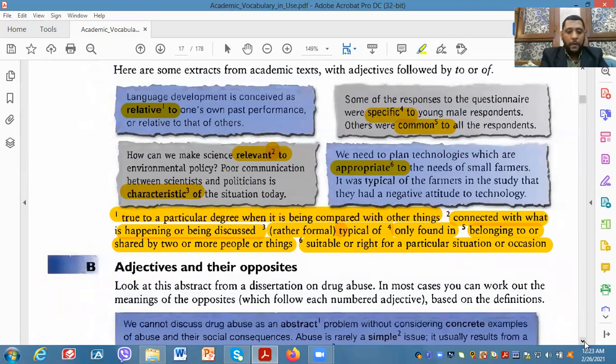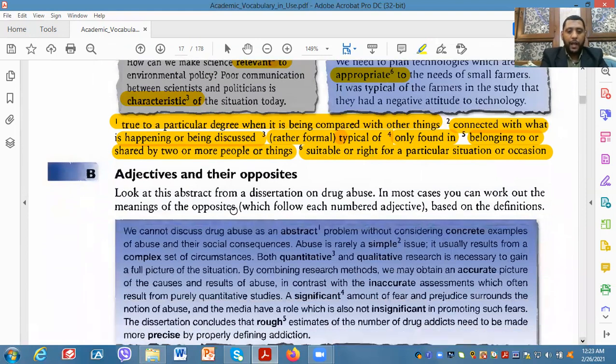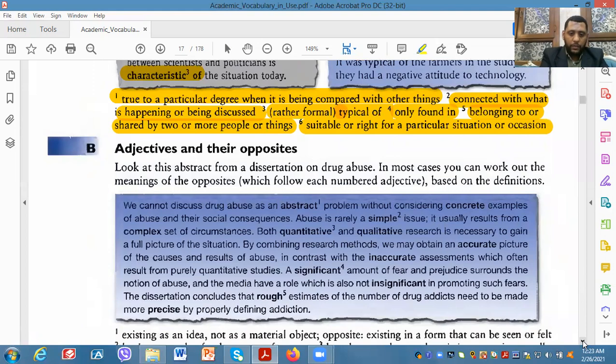Let's go to B now. Adjectives and the opposites. Look at this abstract from a dissertation on drug abuse. Okay, so this is a dissertation, and it is about what? It is about drug abuse. Okay, look at this dissertation. Look at this abstract from a dissertation on drug abuse.